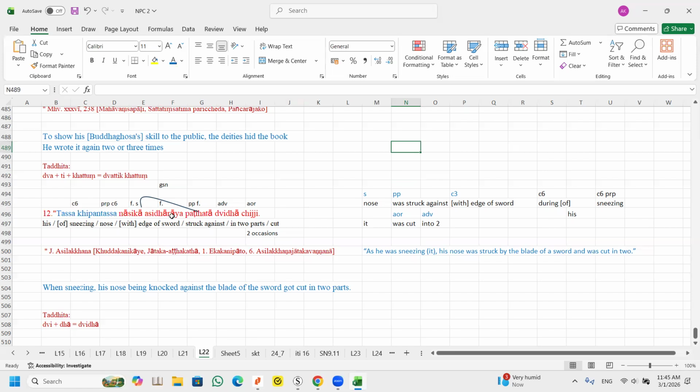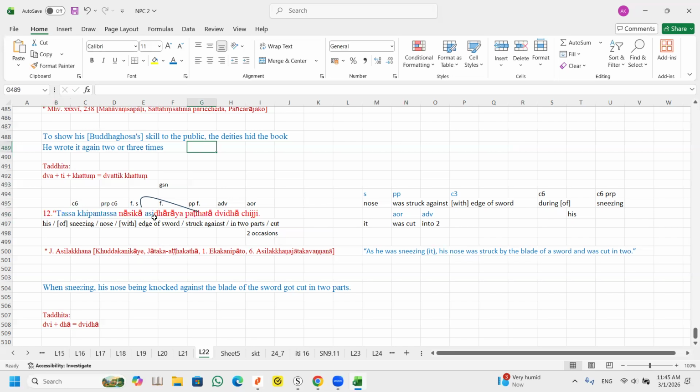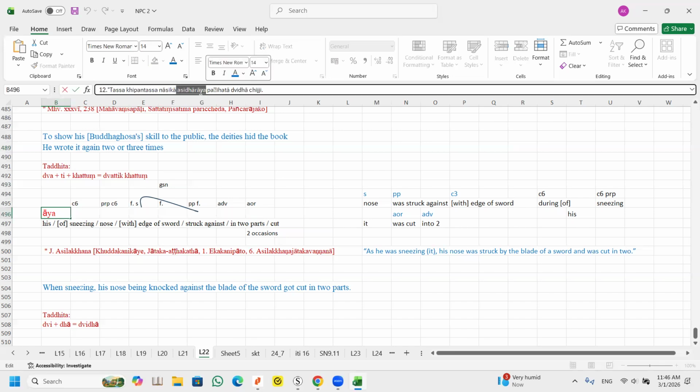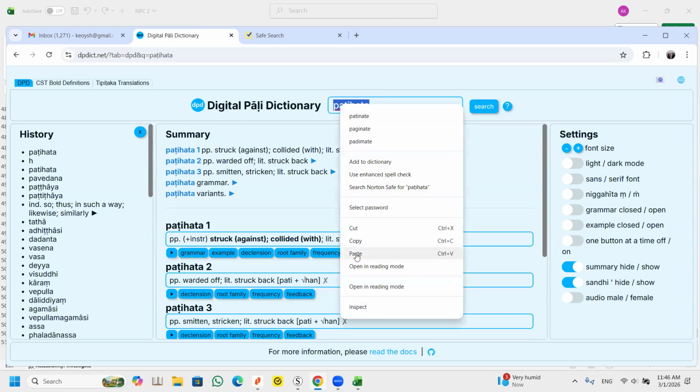This is the compound that you have to figure out. This is a compound. If you are not careful, what you can do, let's say you are not sure whether this is a compound, you just have to cut the whole word here and go to your dictionary, you paste, it will be able to break out the compound for you. So you paste it here.